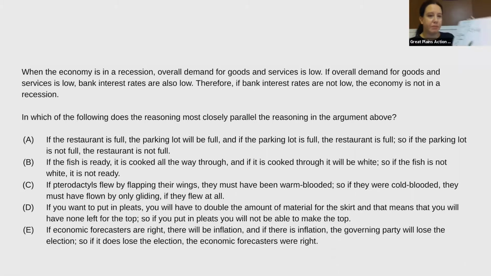So back to the argument. When the economy is in recession, demand for goods and services is low. Bank interest rates are also low. So the conclusion says if bank interest rates are not low, then we're not in a recession. All right. So this is the form of the argument.